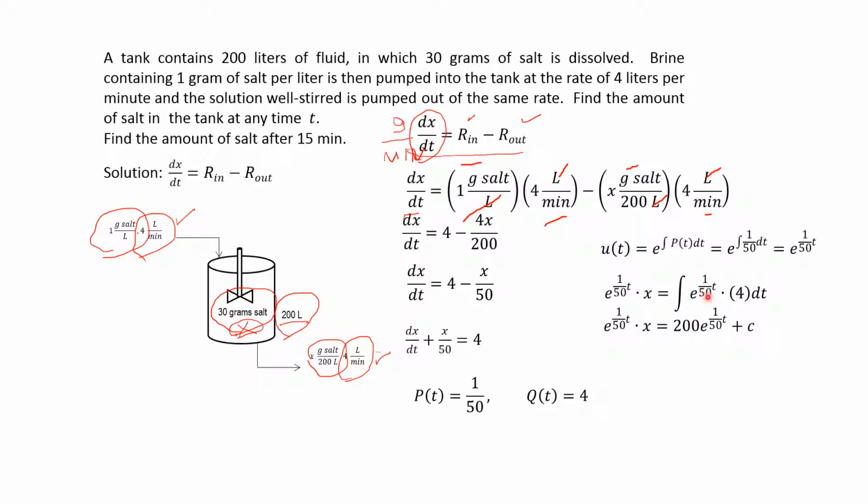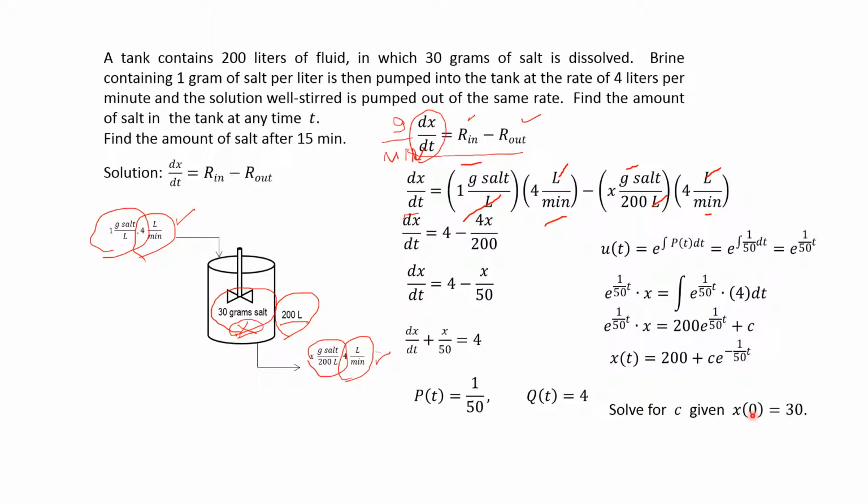Integrating, how do you get this 200? That is simply 50 times 4, to balance the integral. So that's 200 e to the 1 over 50 t plus c. And if you solve for x, x of t is 200 plus c e to the minus 1 over 50 t. Now you have to determine the value of c based on the initial condition given. We have to solve for c.